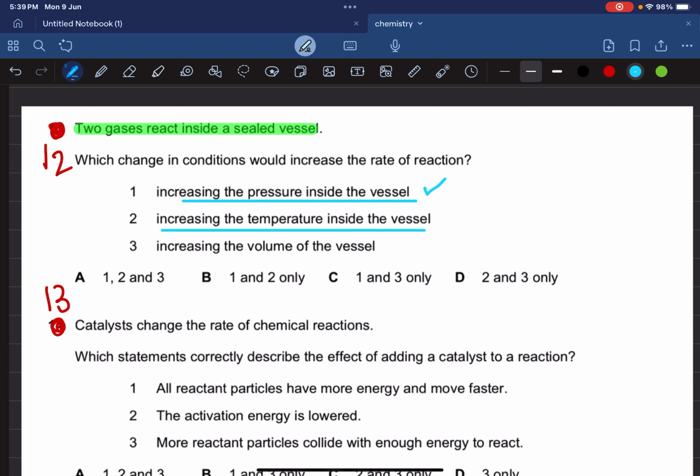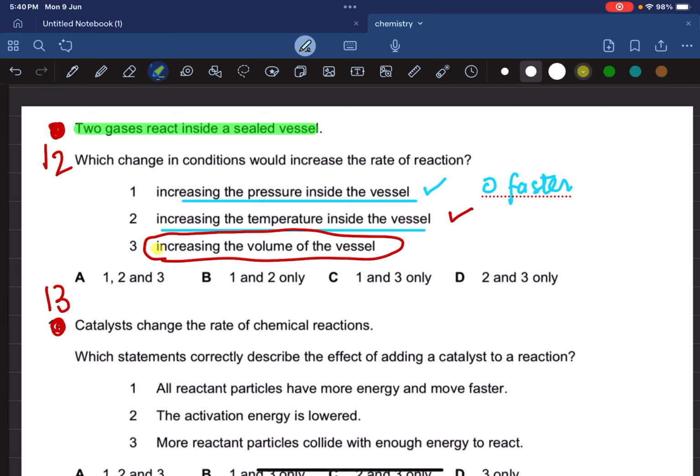When you increase the temperature, the particles gain kinetic energy. Okay? The particles move faster, and when particles move faster, they collide often. So your rate is increasing. Now, increasing the volume of the gas. Just because of statement 3, I added this question in this file.